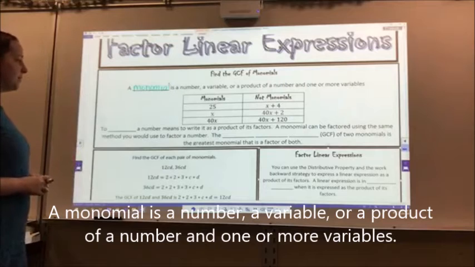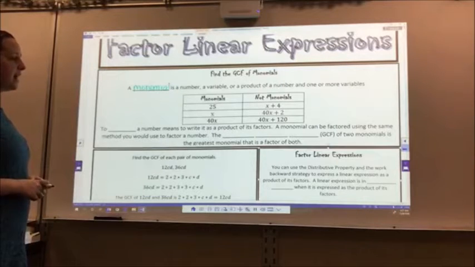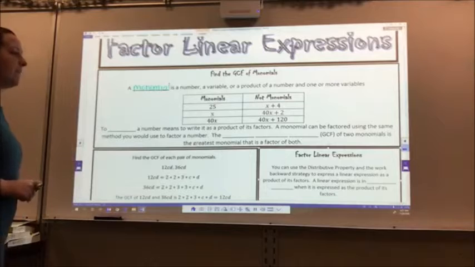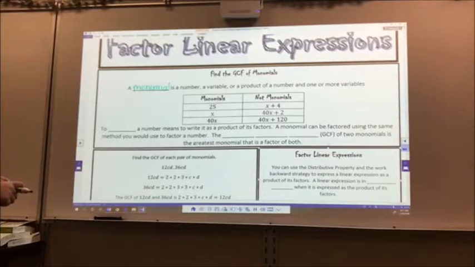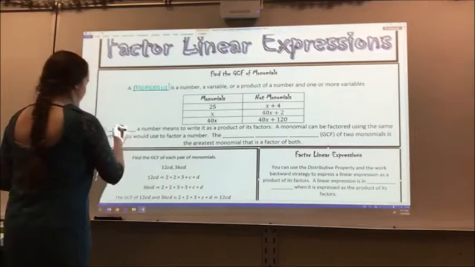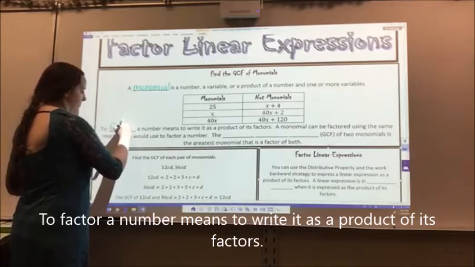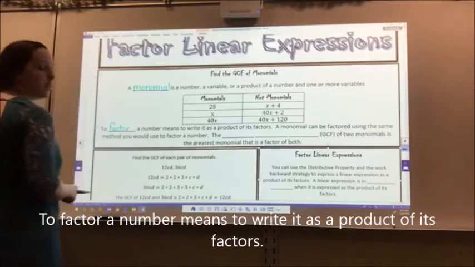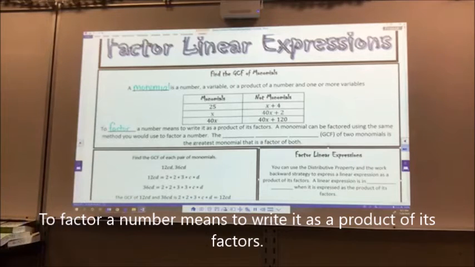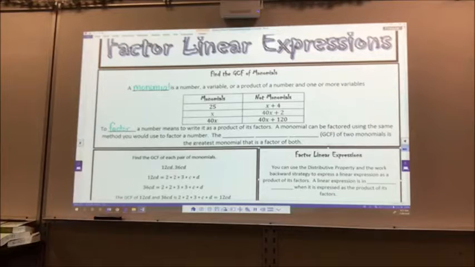To blank a number means to write it as a product of its factors. A monomial can be factored using the same method you would use to factor a number. In that blank, you're going to write factor. So, to factor a number means to write it as a product of its factors. A monomial can be factored using the same method you would use to factor a number.